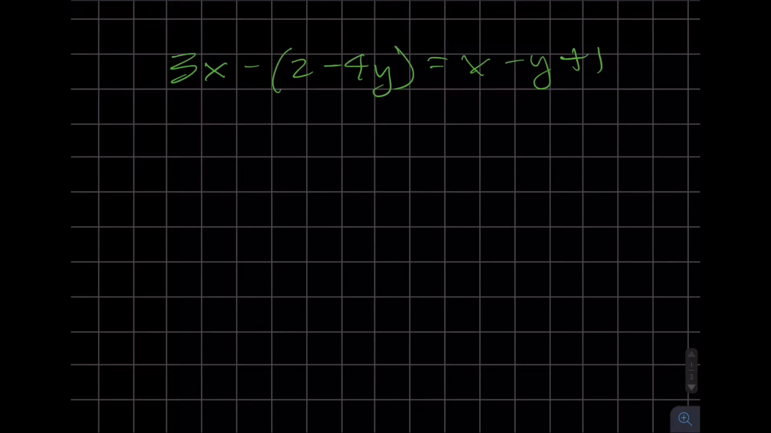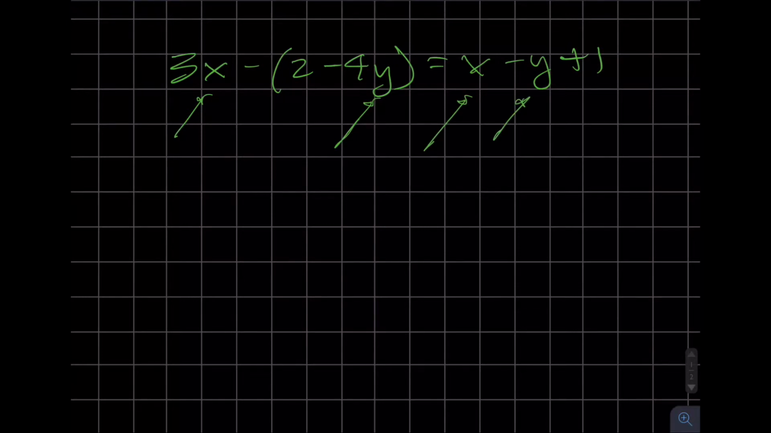But now we're talking about linear equations in two variables. So this will have two variables, x and y typically, but it could be any two variables. For instance, if I had an equation 3x minus the quantity 2 minus 4y equals x minus y plus 1, this is an equation in two variables. Notice that I have an x and a y and another x and a y.